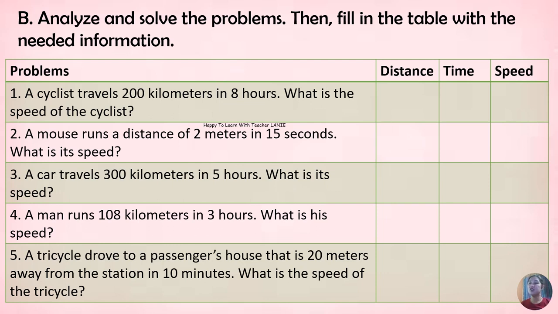Number 5. A tricycle drove to a passenger's house that is 20 meters away from the station in 10 minutes. What is the speed of the tricycle?